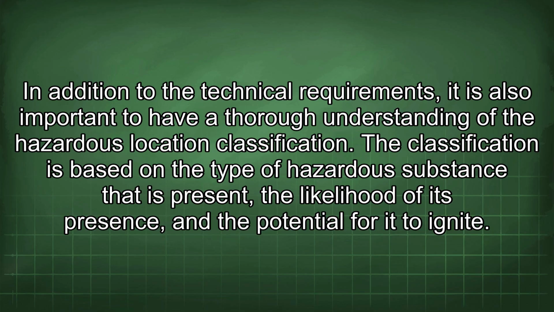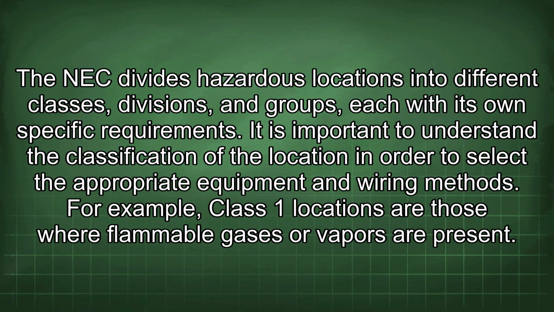In addition to the technical requirements, it is also important to have a thorough understanding of the hazardous location classification. The classification is based on the type of hazardous substance that is present, the likelihood of its presence, and the potential for it to ignite. The NEC divides hazardous locations into different classes, divisions, and groups, each with its own specific requirements. It is important to understand the classification of the location in order to select the appropriate equipment and wiring methods.